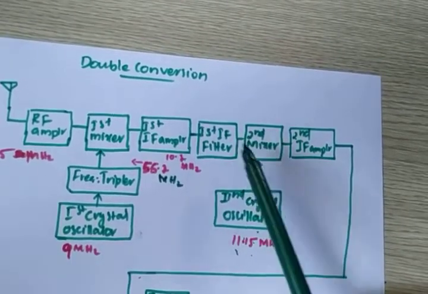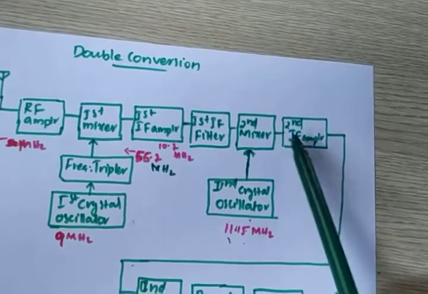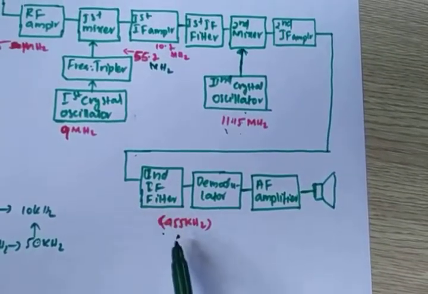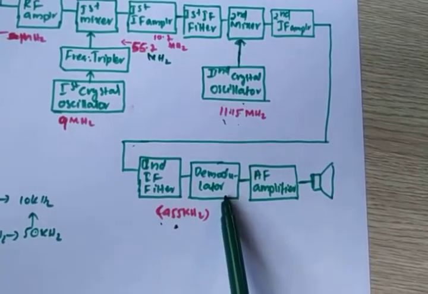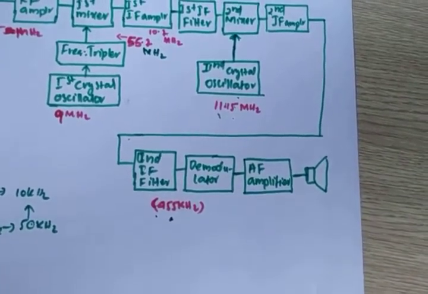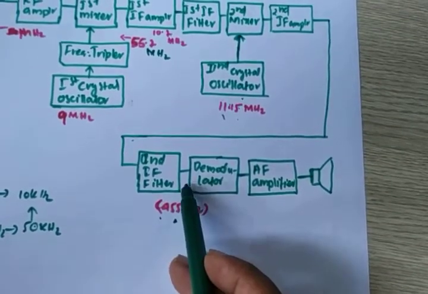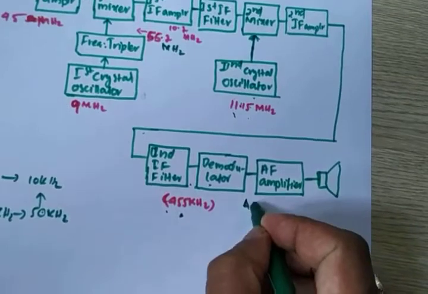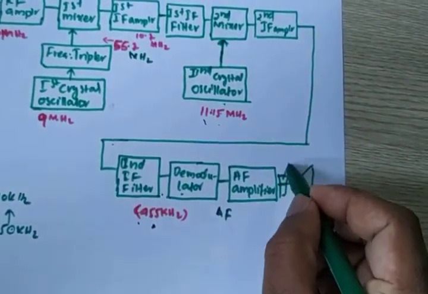These frequencies are compared and the output will be 455 kilohertz, and that is amplified. Then it is given to the filter. The filter will pass only this frequency, all other frequencies are eliminated, and it is given to the demodulator. The signal until here is RF only, or intermediate frequency only, high frequency. It should be converted into audio frequency, so the demodulator does that. So here it is AF. Then AF amplifier. Then here you can use a power amplifier also.